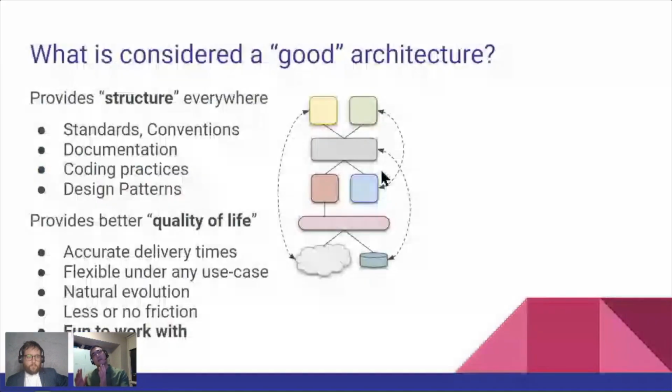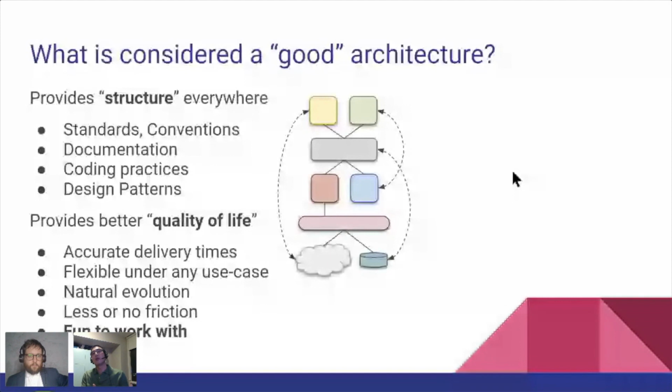So before that, we have to think about what is considered a good architecture. It's something that will provide a structure everywhere inside your app, whether it's iOS, Android, or the backend. You have to think about the structure: what kind of standards, conventions, documentation itself, so anyone can learn about the stuff you're working on, coding practices, and design patterns that will provide you a better quality of life as a developer.